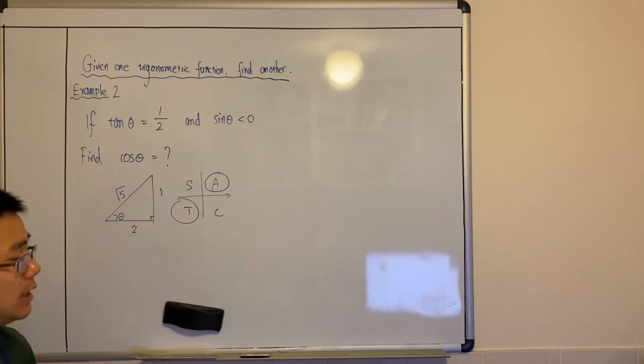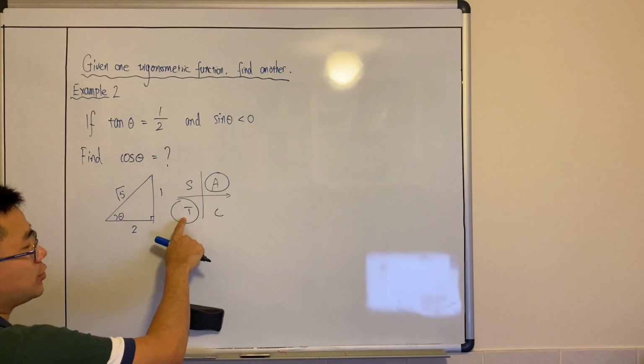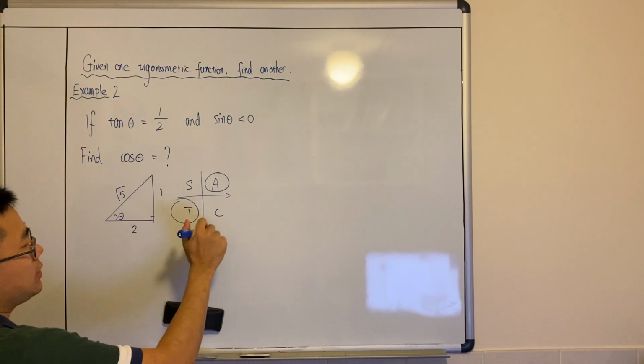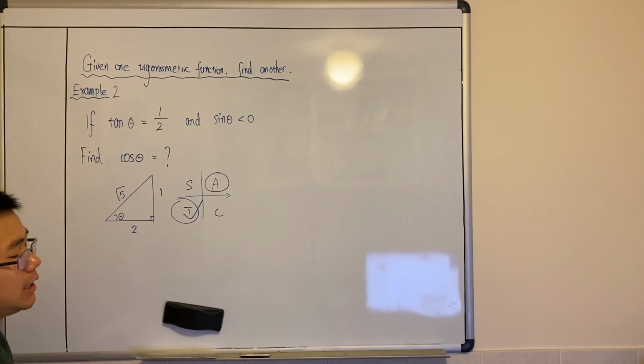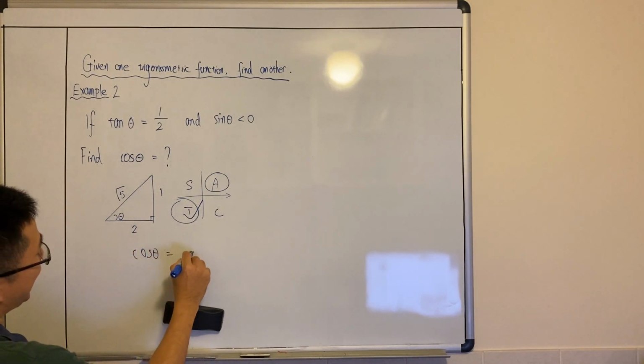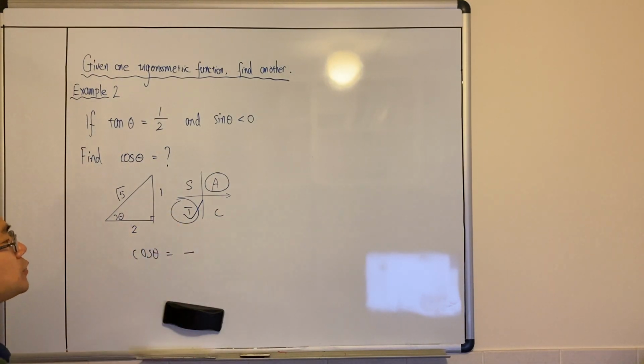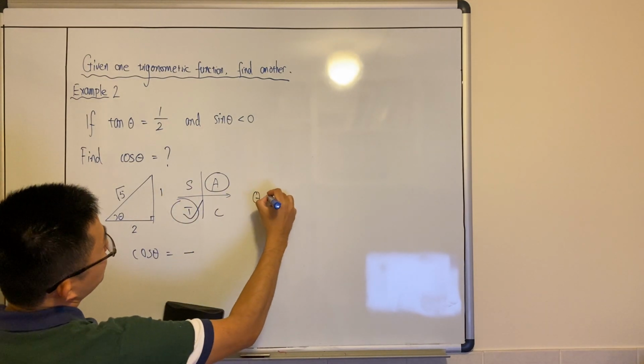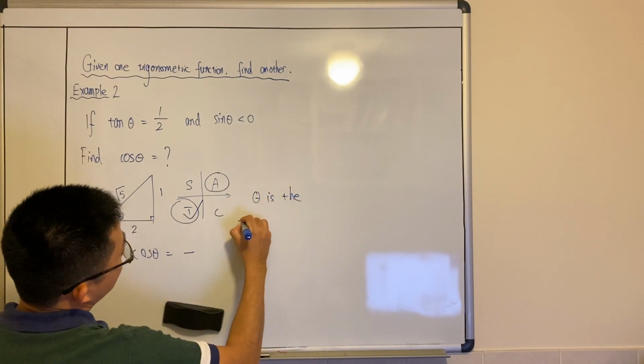However, sine theta is negative. Now, sine is negative in the third quadrant and the fourth quadrant. So therefore, the common quadrant we have here is the third quadrant. All right, so that tells you that cosine theta must be a negative number. Theta is in the third quadrant.